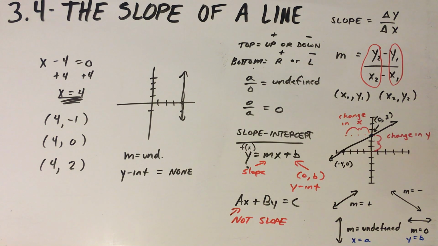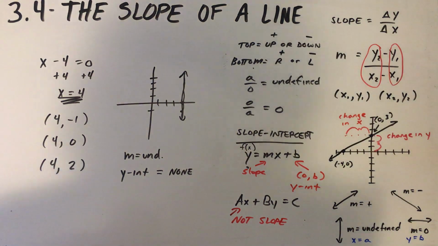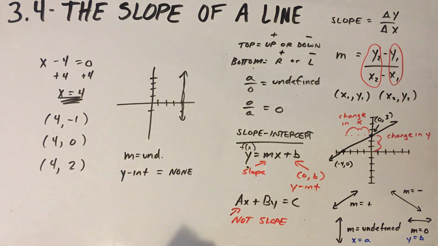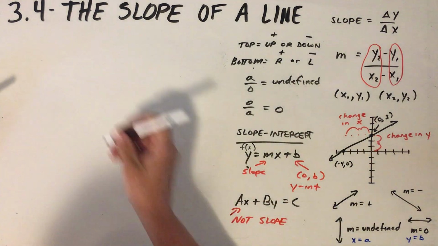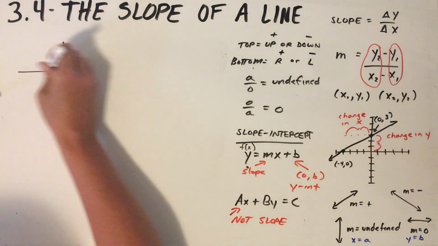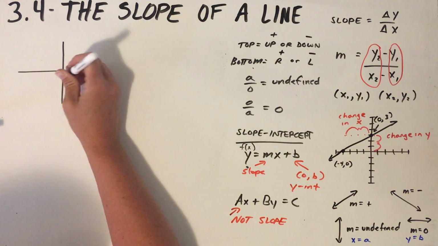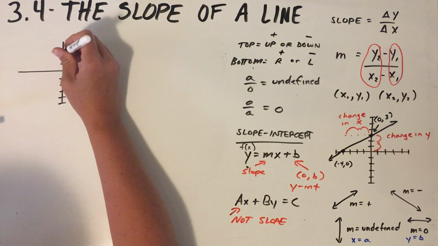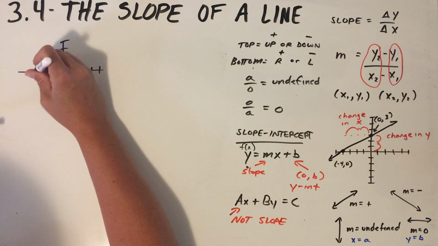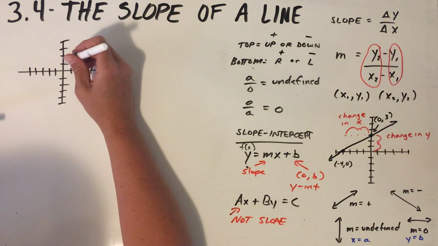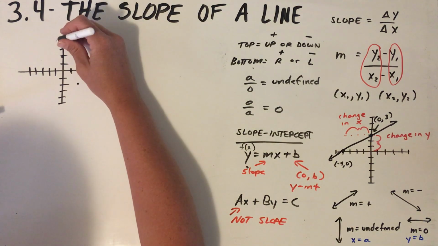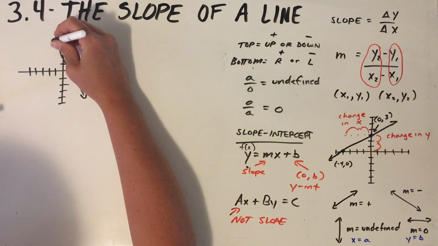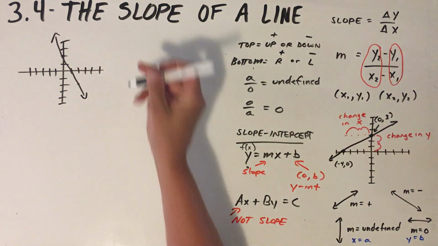Okay, so next thing we want to do is use a graph and determine the slope and y-intercept from the graph. Okay, so if you were given this graph, so if you were just looking at this graph and they said, well, what's the slope of this graph?